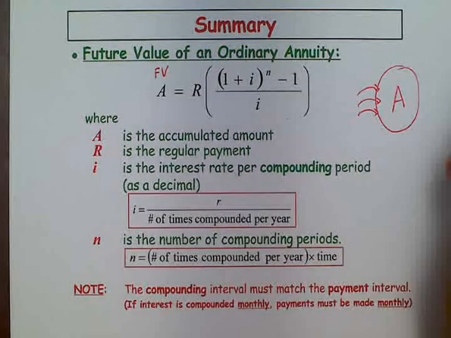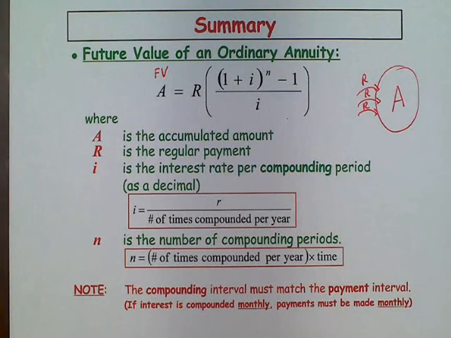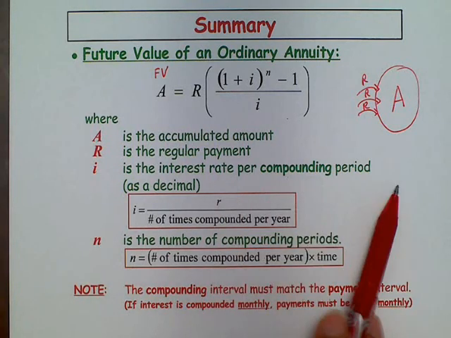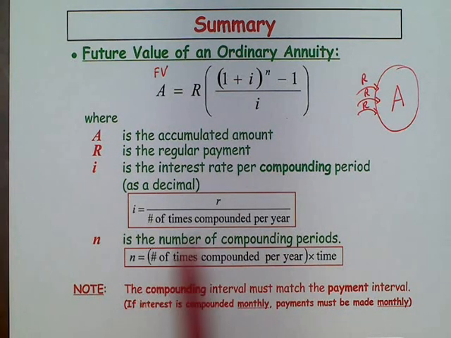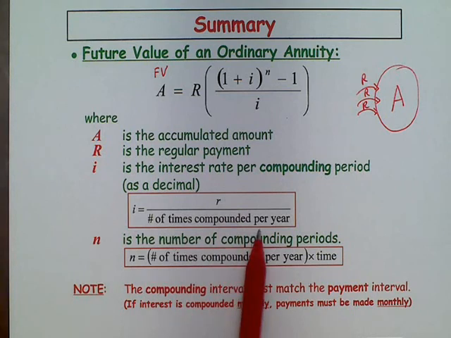R is a regular payment, so this is the amount that you're paying each week or each month or each day, depending on what kind of annuity you're looking at. I is the interest rate per compounding period as a decimal. The way you would calculate it is R, which is your interest rate, divided by the number of times interest is compounded per year.